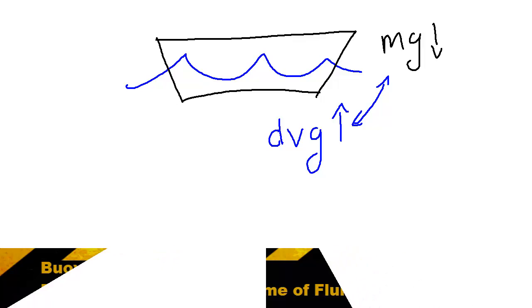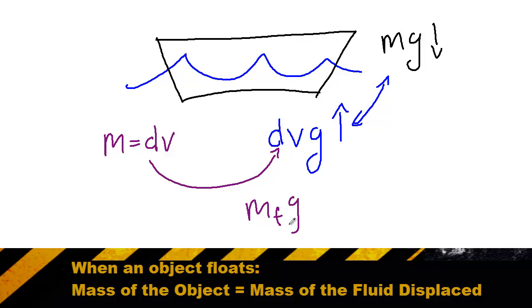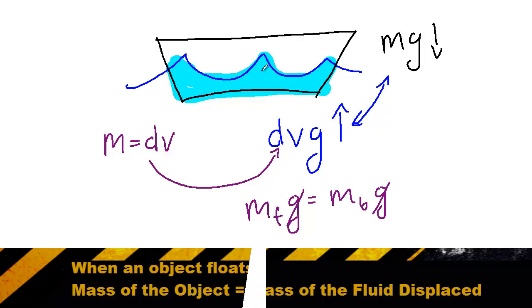There's one more equation to be aware of, and that is how we measure the mass of a fluid. The mass of a fluid is simply the density of the fluid times the volume. We could plug that into this equation here, and you could write the equation as the mass of the fluid times gravity equal to the mass of the boat times gravity. The gravities cancel out, and you're left with the mass of the fluid displaced equal to the mass of the boat. If you could somehow gather up the water that was displaced by the shape of the boat, it would have the exact same mass as the entire boat.